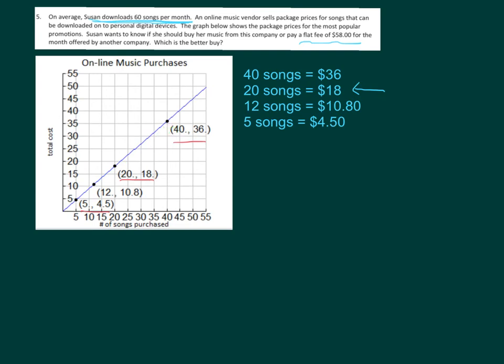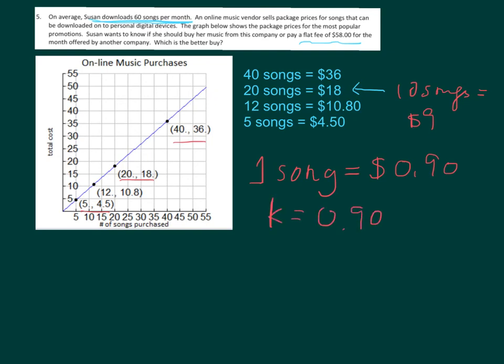So if you're looking at 20 songs for $18, then it means 10 songs for $9. If 10 songs is $9, then one song is going to cost 90 cents. Okay, so this is the unit rate here. And from there, you figure out how much it is going to cost for 60 songs. So your k here is 90 cents. So use that to find 60 songs.